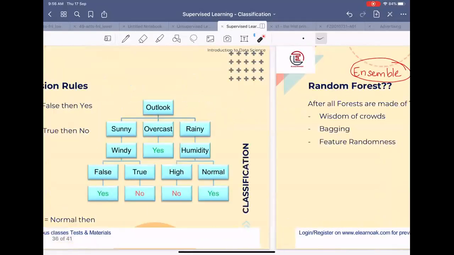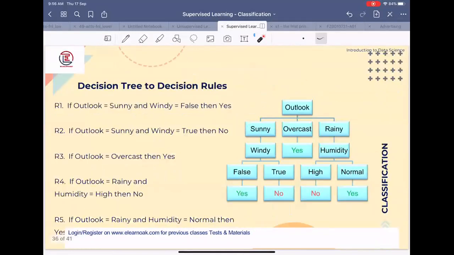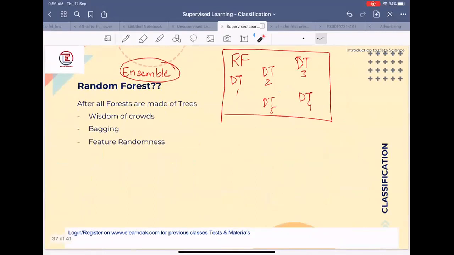But the question comes, if I have the same data, and from the same data I'm trying to create a decision tree, will I not always end up with the same decision tree? Yes, from the same data and same configuration, we will always end up with the same decision tree. That is where the term random comes into place. We have to bring some kind of randomness to create our decision trees. Now this randomness can come in 2 ways.